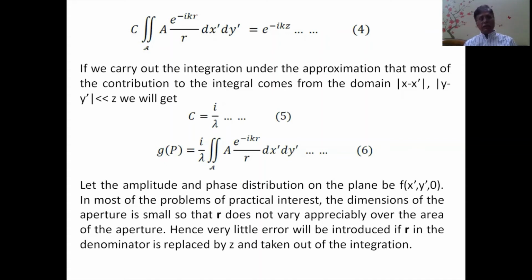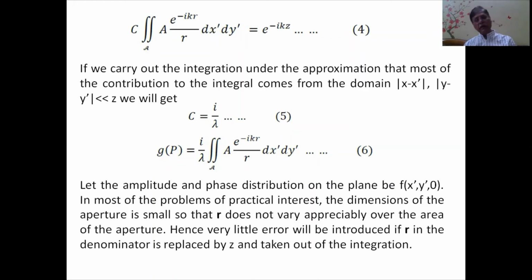So let the amplitude and phase distribution on the plane be f of x dash, y dash, 0. In most of the problems of practical interest, the dimensions of the aperture are very, very small, so that r does not vary appreciably over the area of the aperture. These apertures are very small, and therefore r will not vary much over that aperture.